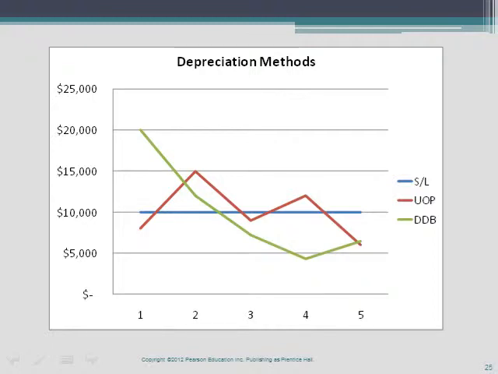The units of production, or the green line, produces a varying amount each year based on the activity. And then finally, the double declining balance method, or the purple line, starts out as the largest amount of expense but decreases each year until the last year. This is because the final year is a plug amount needed to fully depreciate the asset. So visually here we can see very clearly the differences between the different depreciation methods.